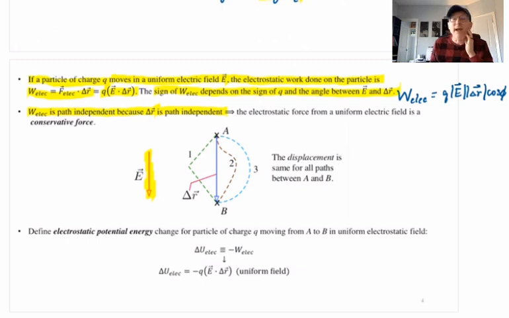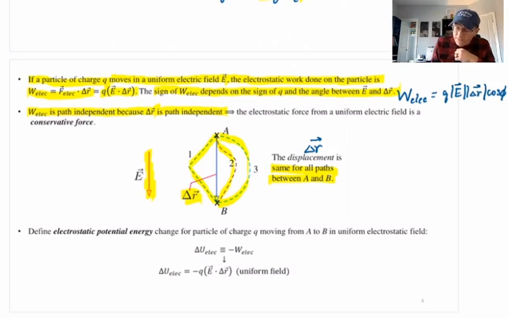Now you could have any number of paths that you want for your charged particle to go from A to B. You may have to drag the particle along those paths, but you could do it. You could take the particle from A to B along path 1, like that, or along path 2, like that, or along path 3, like that, or any other path you could think of connecting A and B. But no matter what actual path, the displacement vector delta R still is just an arrow pointing from A to B. And so the displacement delta R is the same for all paths between A and B.